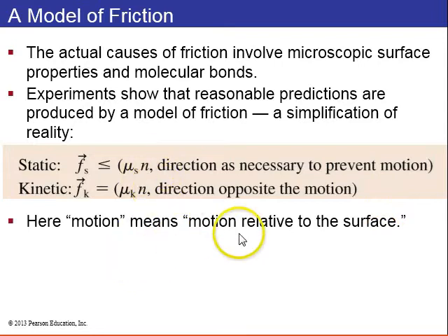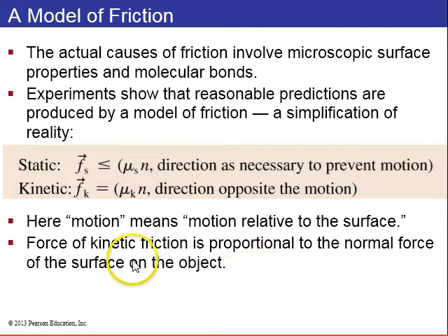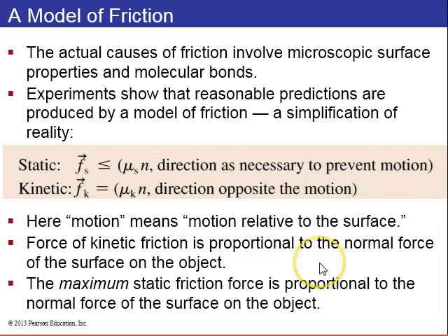Motion here always means motion relative to the surface. The force of kinetic friction is proportional to the normal force, and the maximum static friction is proportional to the normal force. That's what these coefficients mean.